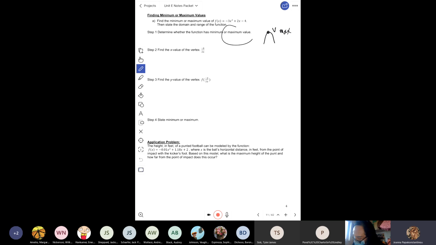So let's find the x value of the vertex. So that's negative, and then b is 2. A is negative 3. So that's negative 2 over negative 6, which is 1/3. Now I want to find the y value of the vertex. So we're evaluating the function at 1/3. No need to be afraid of those fractions.